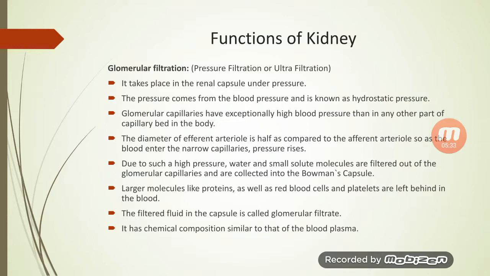Now the filtrate volume is 150 liters per day to 180 liters per day in women and men respectively. But as compared to that, the urine that is produced as a result of this filtrate is only 1%, that is 2 to 3 liters. The rest 99% is reabsorbed by the tubules of the nephron.